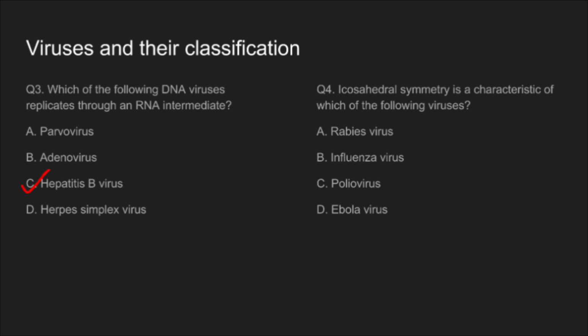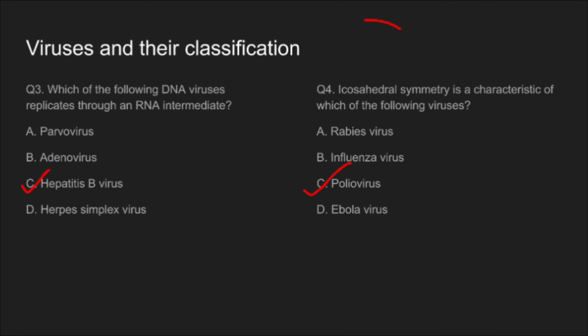Okay. Now question number 4. Icosahedral symmetry is a characteristic of which of the following viruses? Your options are A. rabies virus, B. influenza virus, C. polio virus, and D. Ebola virus. The correct answer is option C, polio virus. Polio virus is a picornavirus.